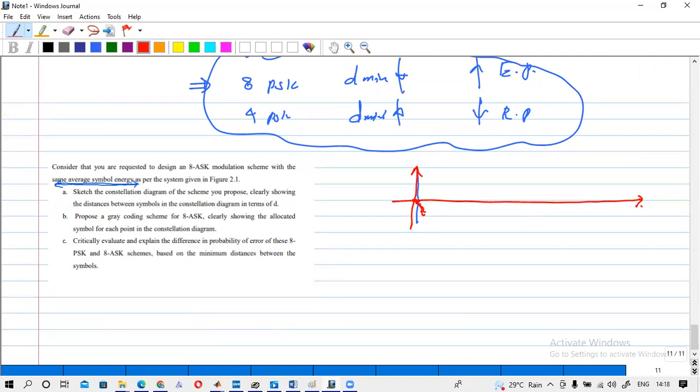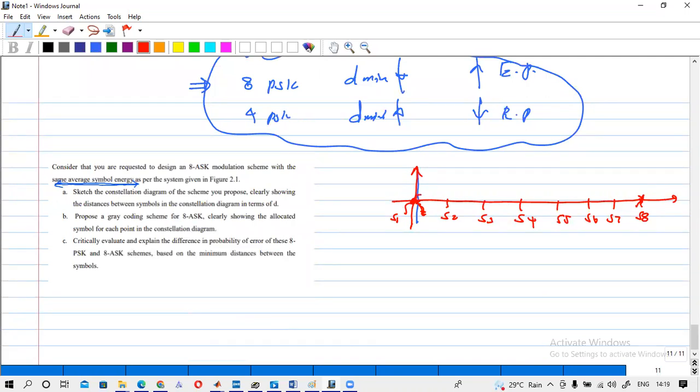Let's say this is our first symbol S1, this is S2, S3, S4, S5, S6, S7, S8. In the previous example I took this as 0, so we had up to 7, but don't be confused. Here I start from S1, so we have symbols 1 to 8.